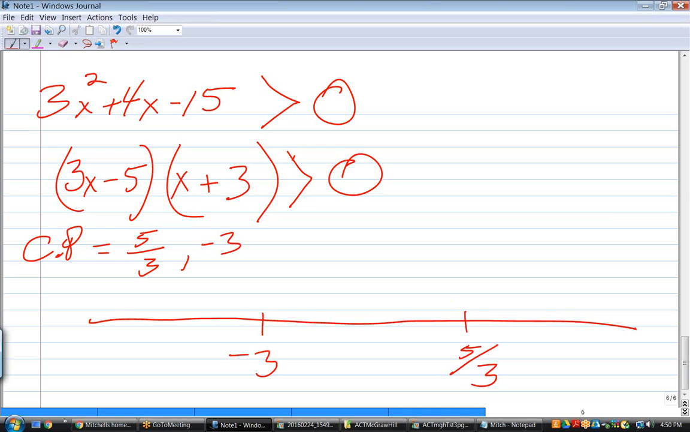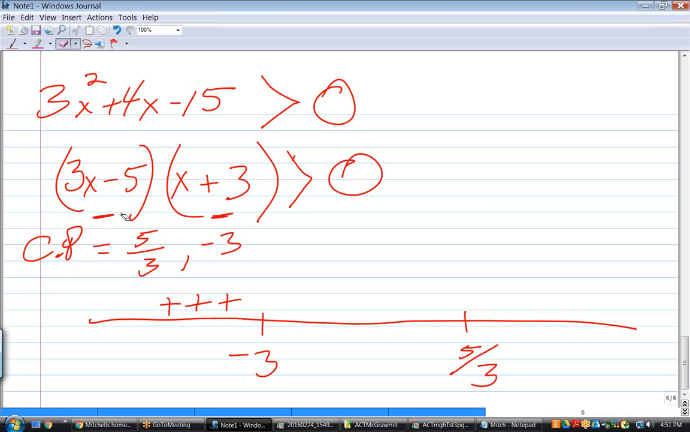The way I'm going to solve this problem is I'm going to look to the left, I'm going to look in between, and I'm going to look to the right. Pick any number you want. Now let's pick minus 4. When I pick minus 4, I get a negative there, and I don't care what negative, I just need to know if it's negative or positive. And I get a negative there. And then when I multiply a negative times a negative, I get a positive. What this line chart tells me is that everything to the left of minus 3 is positive.